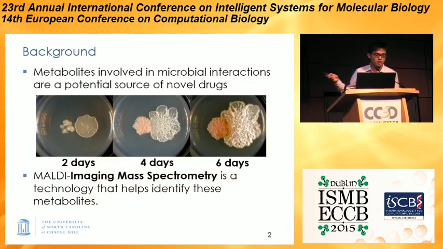In these three pictures, two strains of Streptomyces are growing together. You can see that when they interact with each other, the colony morphology changes, reflecting the underlying molecular change. Imaging mass spectrometry is a technology that helps identify these metabolites, and I will abbreviate it as imaging IMS.